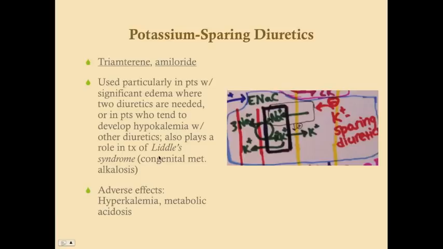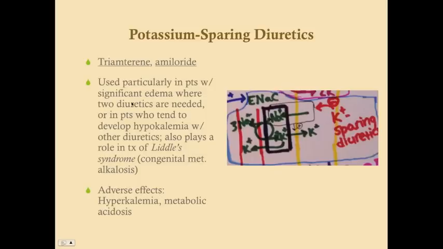Because they also cause hyperkalemia, I don't have a picture of it, because they increase the amount of potassium in the blood, they will reduce the secretion of hydrogen. So they can cause a metabolic acidosis. So the adverse effects of potassium-sparing diuretics are hyperkalemia and metabolic acidosis. But we tend to use these most when we need to use two diuretics, and we use it in consort with a loop or thiazide diuretic.